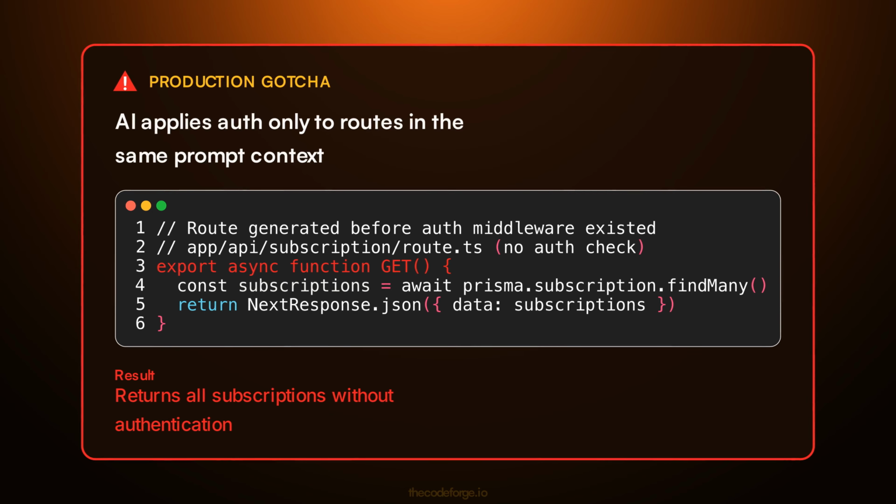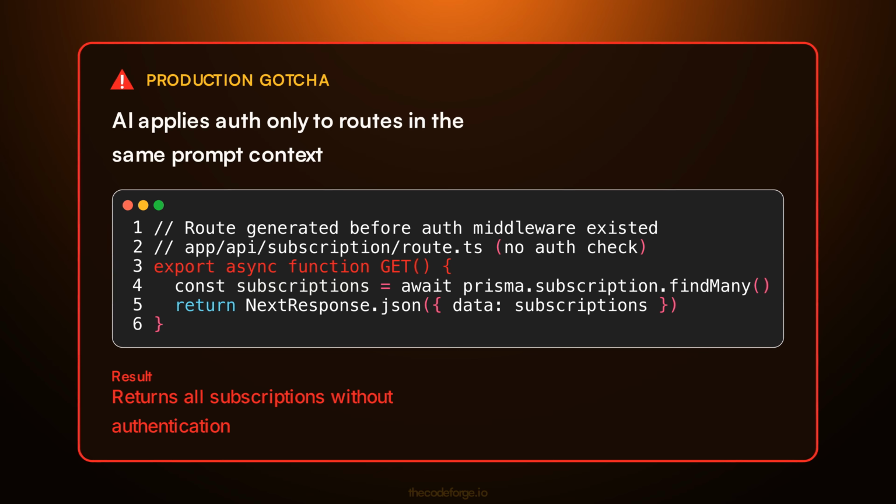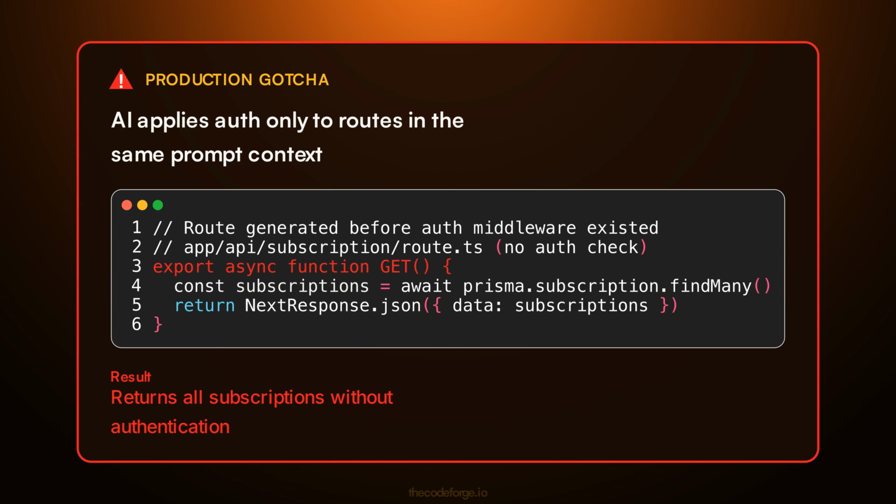This route was generated before the auth middleware existed. It has no auth check, so any unauthenticated request can access all subscription data. Always audit every route after adding auth middleware, because AI does not retroactively fix previously generated code.